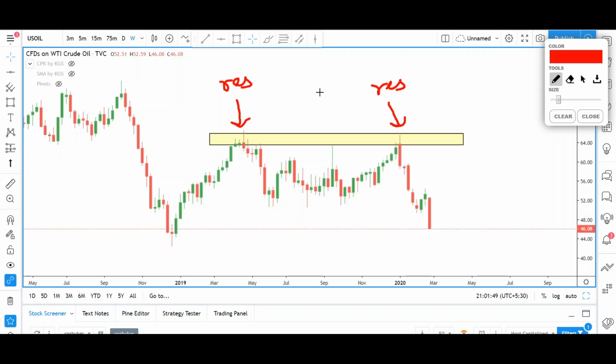So what is the meaning? Until this resistance is crossed, the market is down. Crude oil has bearish momentum. Now in the weekly trend, listen carefully, crude oil is bearish.